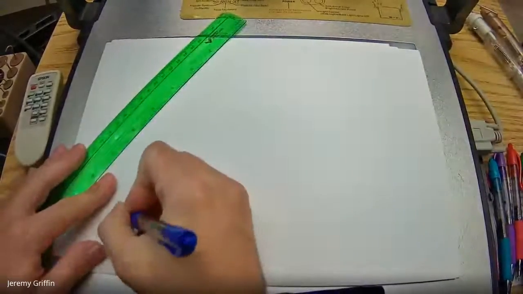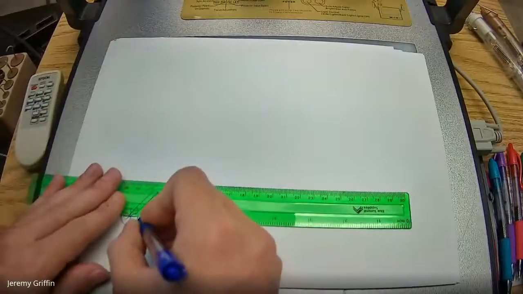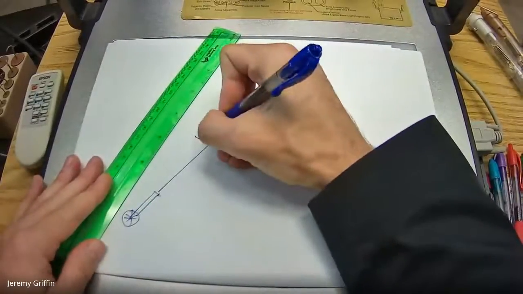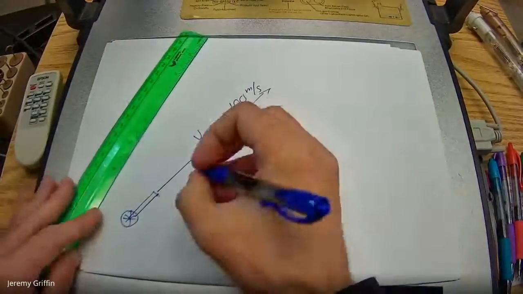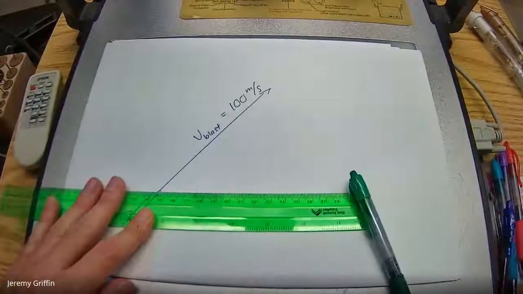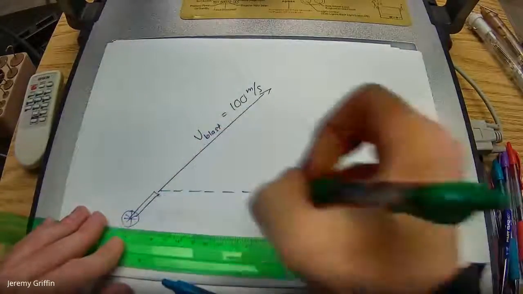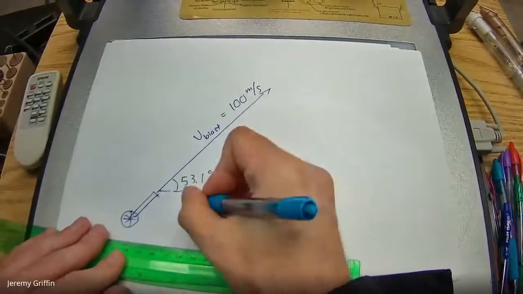So I'm going to blow this up bigger. Cannon, blast. V blast is 100 meters per second. This was at a 53-degree angle, 53 degrees from the horizontal, I should specify. This is V sub x.